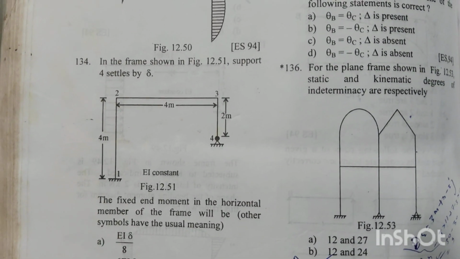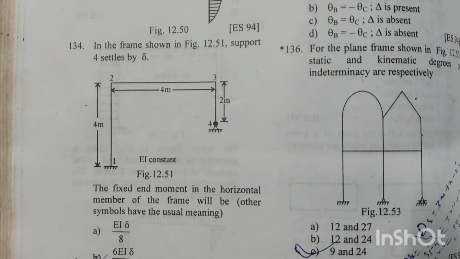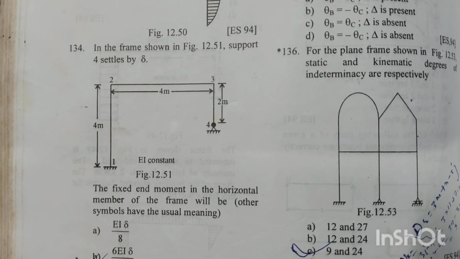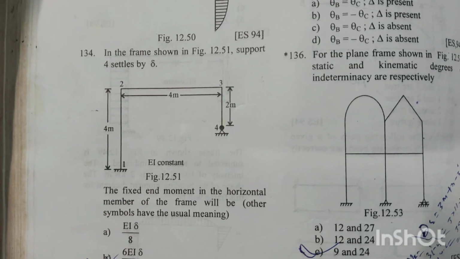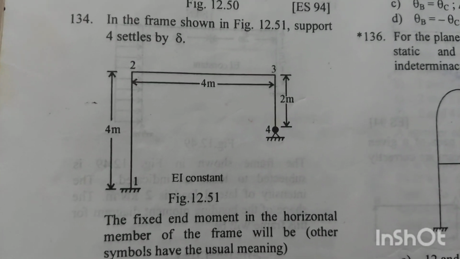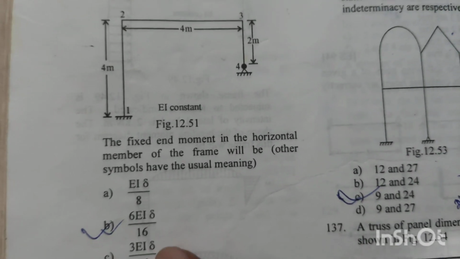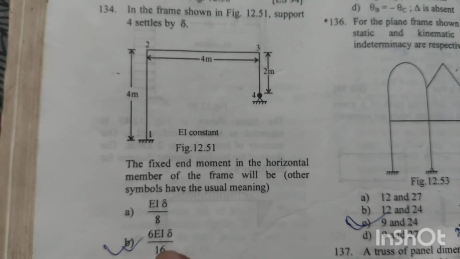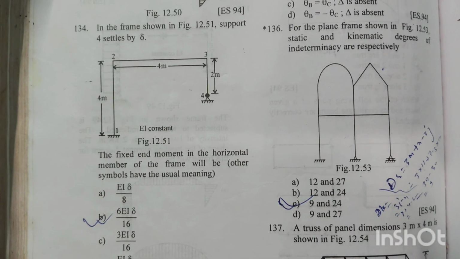In the frame shown in the figure 12.51, support is settled by del. The fixed end moment in the horizontal member of the frame will be, where other symbols have the usual meaning. The fixed end moment in the horizontal member of the frame will be 6 EI del by L square. So 6 EI del by L square, where del is equal to 4 meters, and L square means 16. So option B is the right answer.